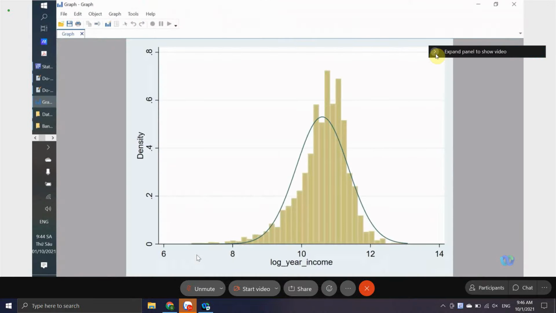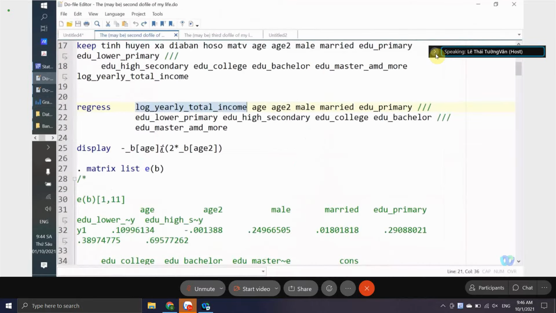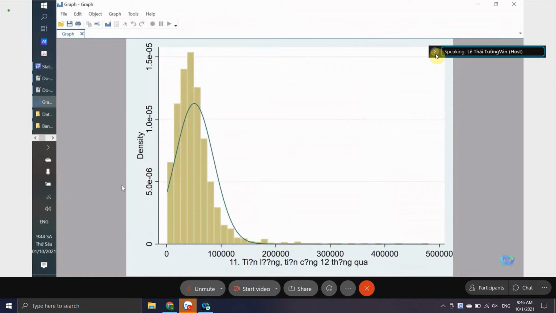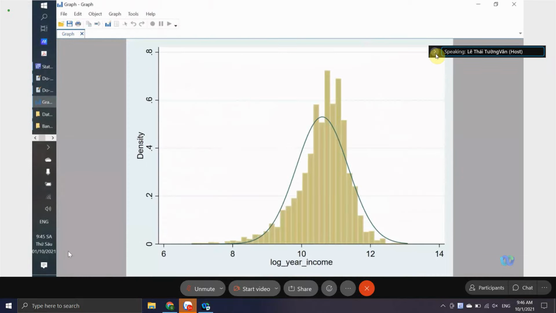It is not perfectly normal, but at least it looks more normal. It has a shape that is closer to the normal distribution. If you have the normal here, no, it is not, right? But if you have the log, it looks better. It is not perfect, but at least it is less skewed to the right. Yeah. So taking the log, ladies and gentlemen.